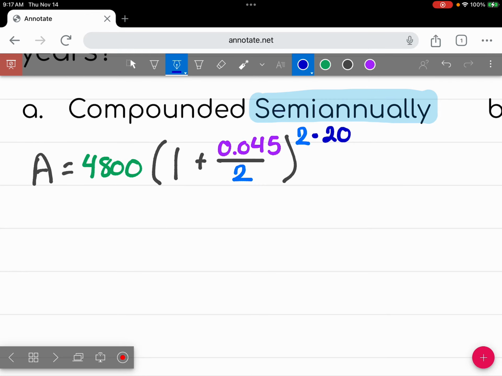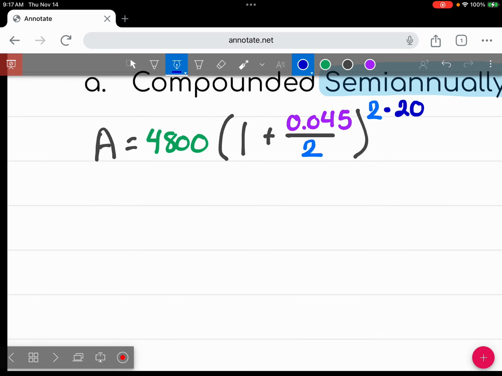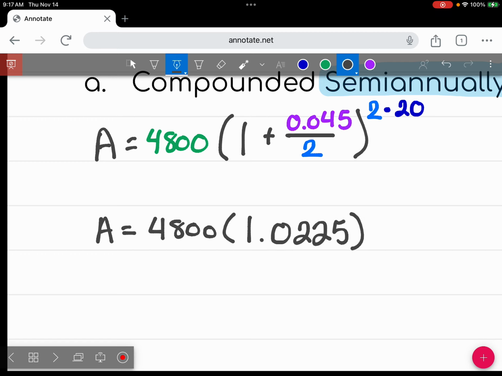So we're going to simplify things as much as we can. Our amount is 4,800 times the quantity 1 plus 0.045 over 2. That simplifies to 1.0225. You don't necessarily have to do that, since sometimes those decimals are going to be gross. We can type it in as an addition. To the power of 40.